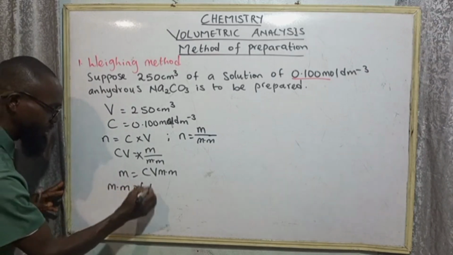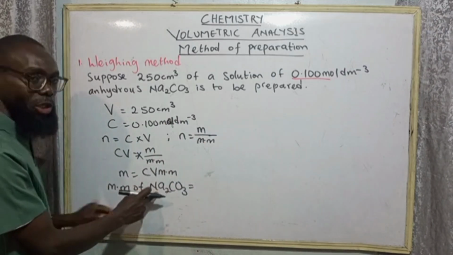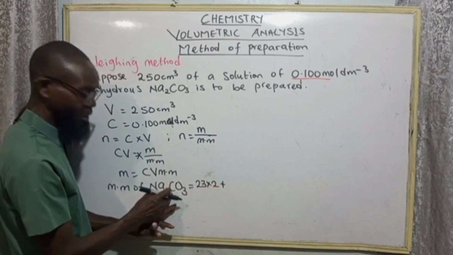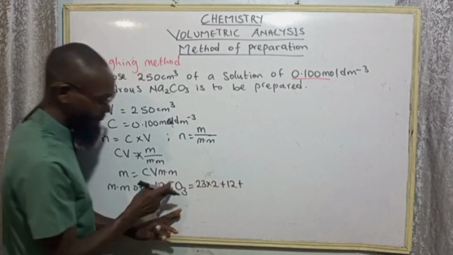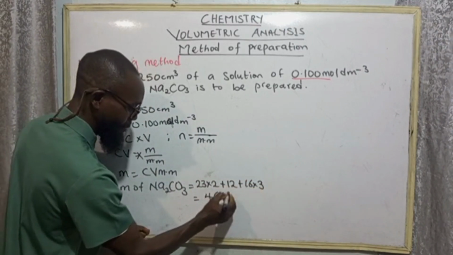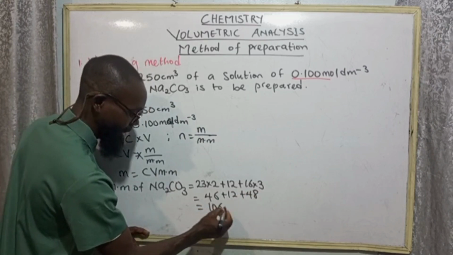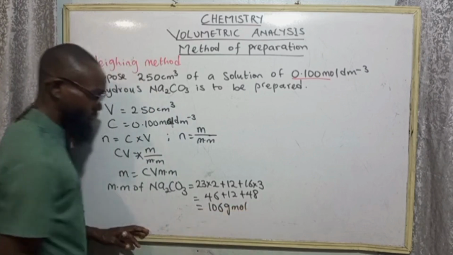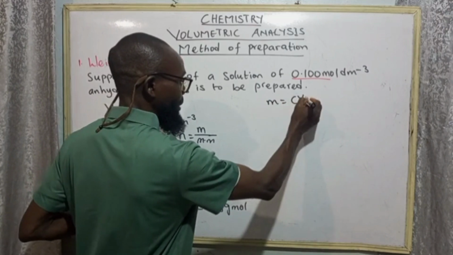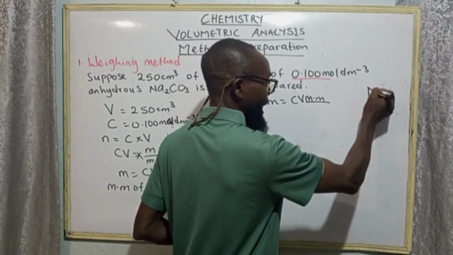Now, let's get our molar mass. Molar mass of sodium trioxocarbonate(IV). Atomic mass of sodium is 23 multiplied by 2, plus atomic mass of carbon is 12, plus atomic mass of oxygen is 16 multiplied by 3. So we have 46 plus 12 plus 48. When we do everything together, we get 106 gram per mole. From here, you can now substitute into this value: mass equals CV multiplied by molar mass.